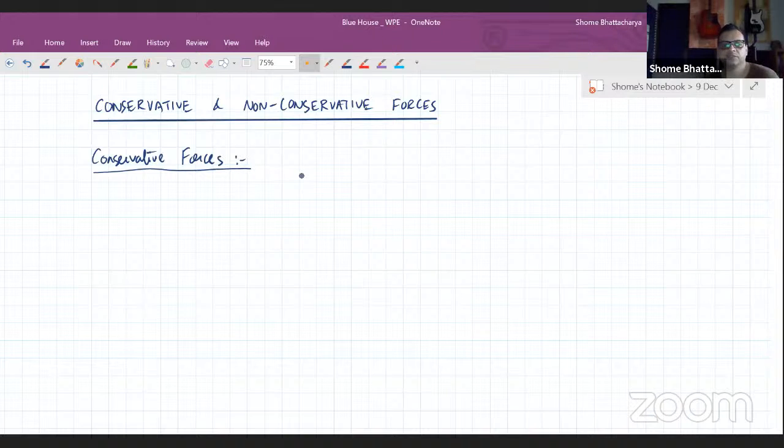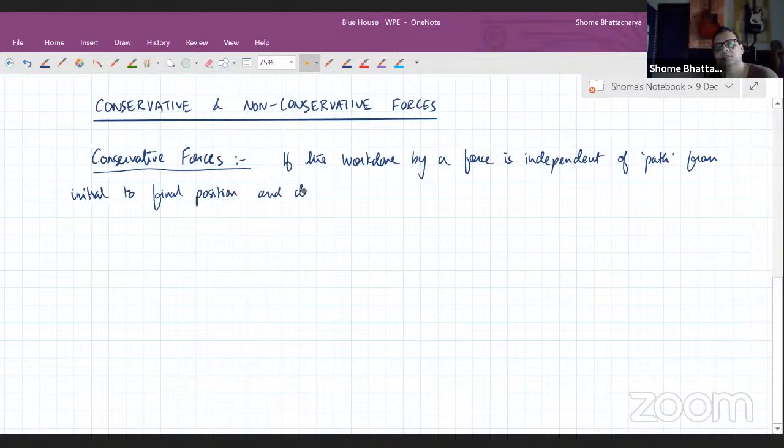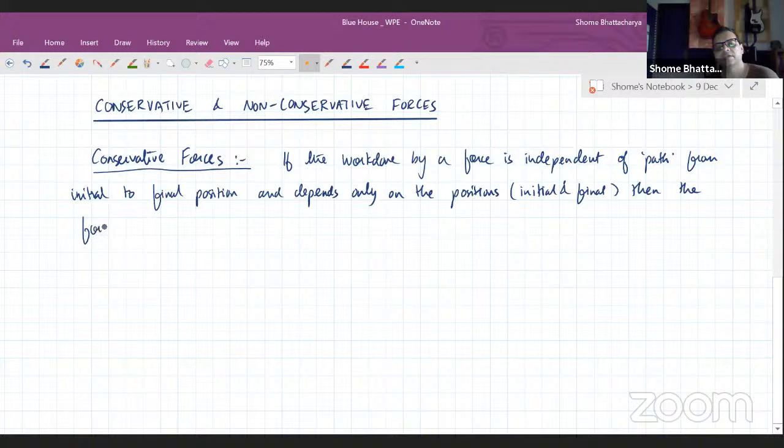So the definition of conservative force is this: if the work done by the force is independent of the path from initial to final position, and depends only on the positions, that is initial and final, then the force is defined as a conservative force.